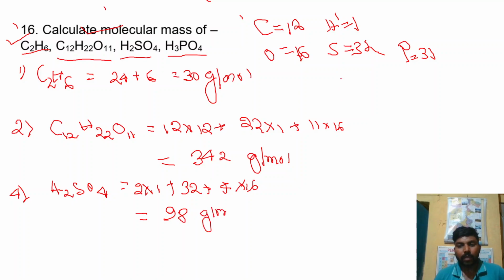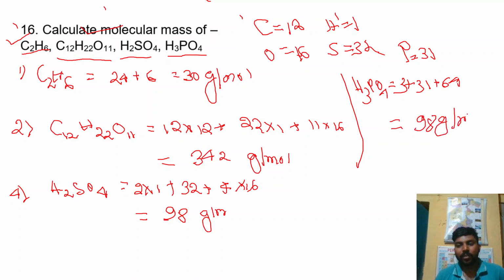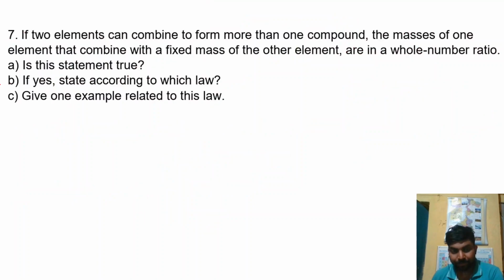Similarly, if I talk about phosphoric acid, H3PO4, I hope you can understand this one: 3 plus 31, and this 64 is there because 4 oxygen is there. So what is coming? It is again coming 98 gram per mole. So remember that for phosphoric acid and sulfuric acid, the molecular mass value will be the same. By this way we can easily calculate the molecular mass. I hope you can understand this portion at least.